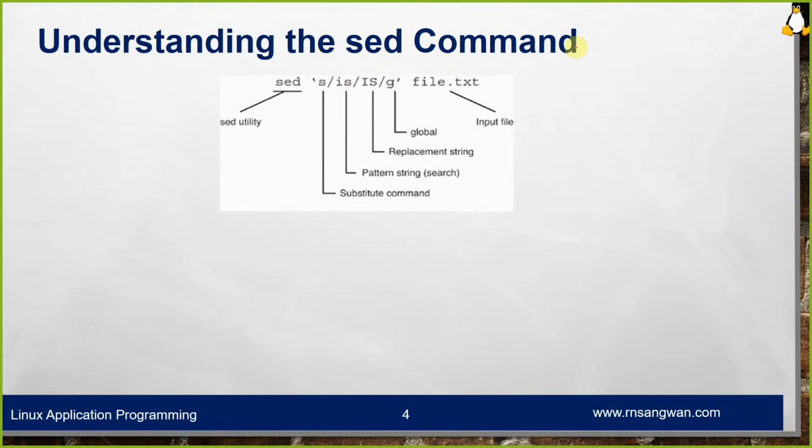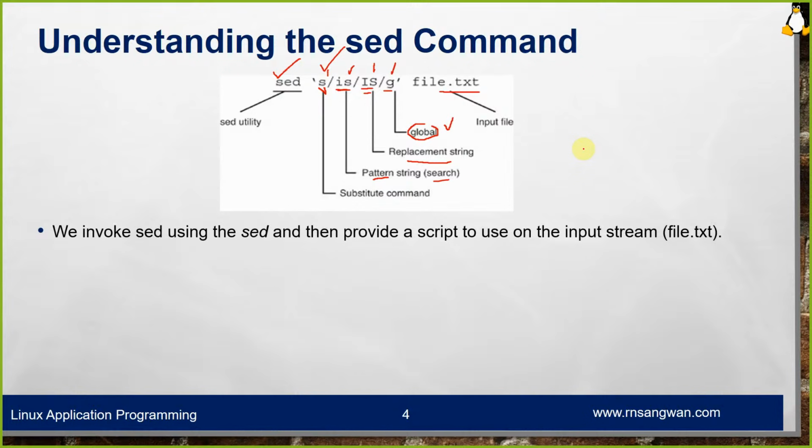So we use the SED command, then s/is/uppercase is/g. The g stands for global. This is the replacement string. This is the original string, pattern string, or search string, or matched string. And s stands for substitute. This is also a command. So substitute lowercase is with uppercase IS globally in this file and display the modified content as standard output. That is the understanding of this command.